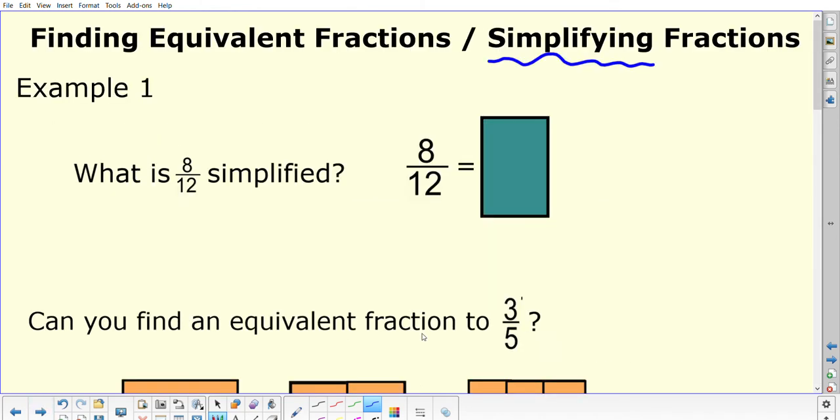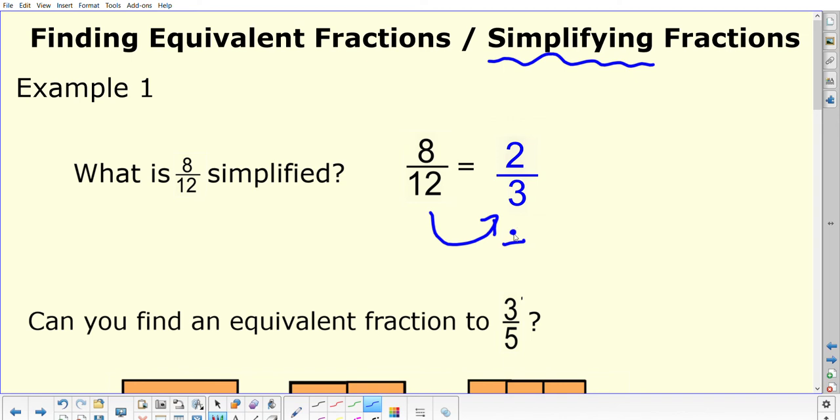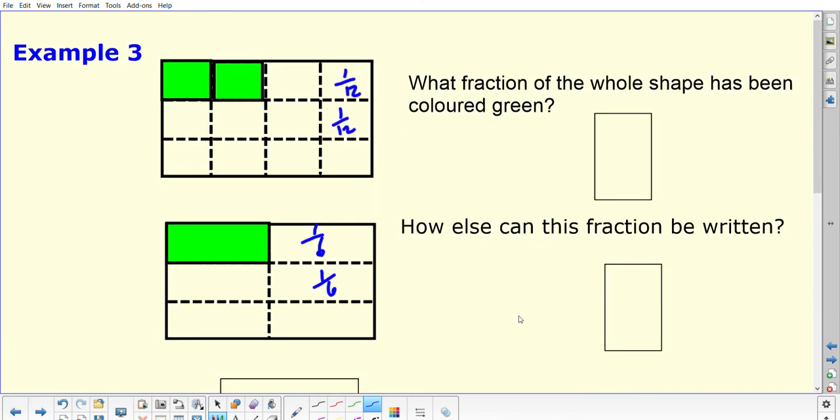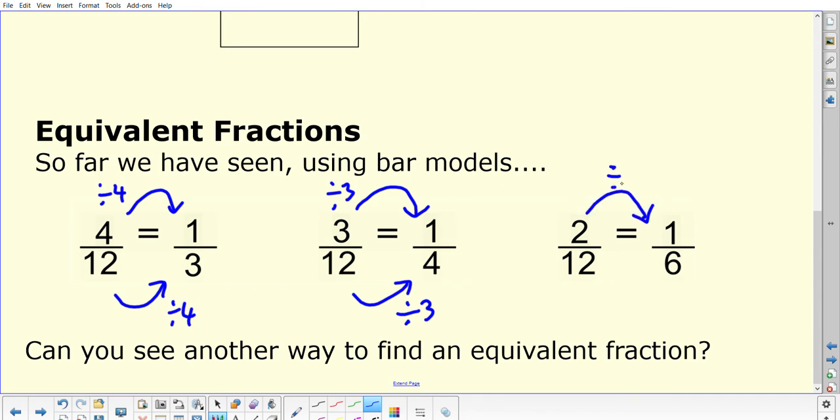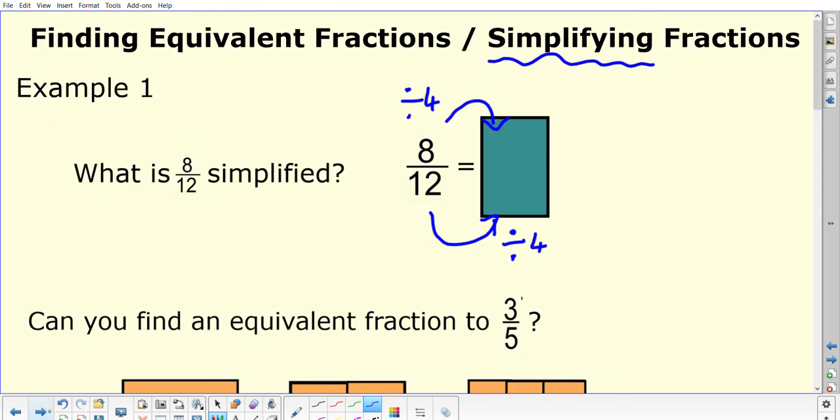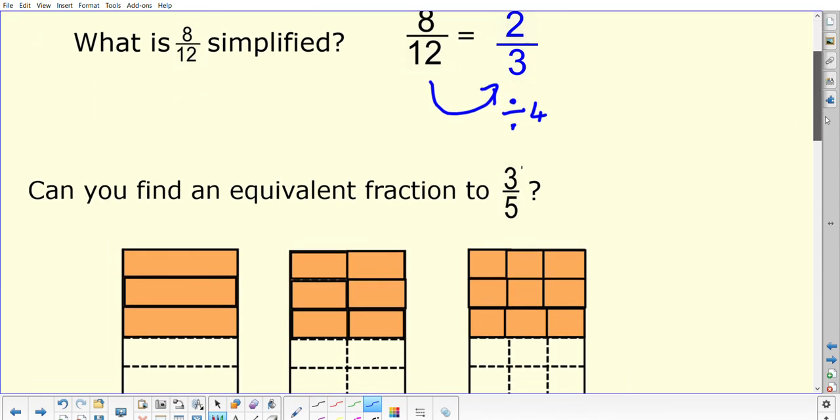So what we're looking for is a technique that would help us get that, and what we're hoping that you would notice is that if we divide the bottom number and the top number, in this case dividing by 4, we get to a simpler fraction. Is that correct? If we go back and look at 4/12 equals 1/3, if I divide by 4, top and bottom, I get this 1/3. On the 3/12 one though, dividing by 4 wouldn't help me, but dividing by 3 would. So dividing by 3, top and bottom, gets me to that 1/4. And in the 2/12 one, what I'd need to do is divide by 2. So we can find these equivalent fractions by dividing top and bottom, and we get to our equivalent fraction.